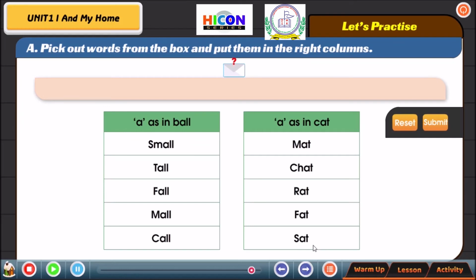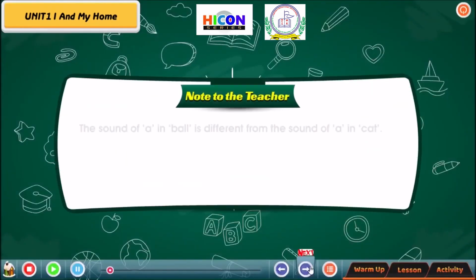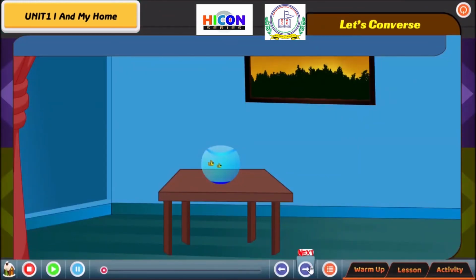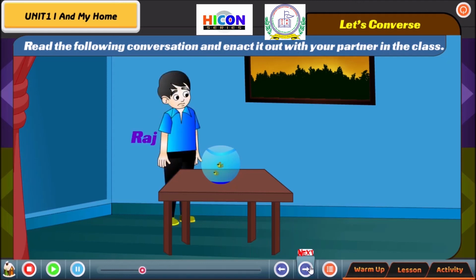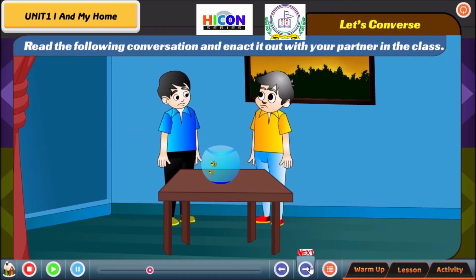Fine children, now we'll go for the next one. Read the following conversation and enact it with your partner in the class. Okay, there is a boy called Raj and the second boy called Sohan.